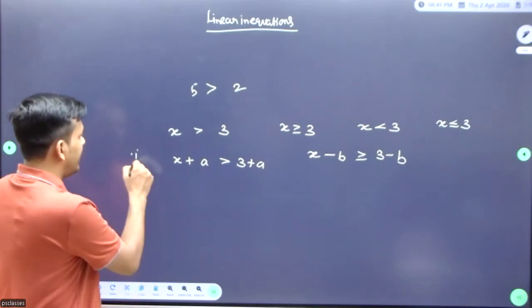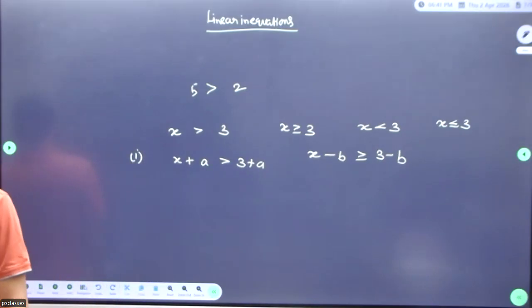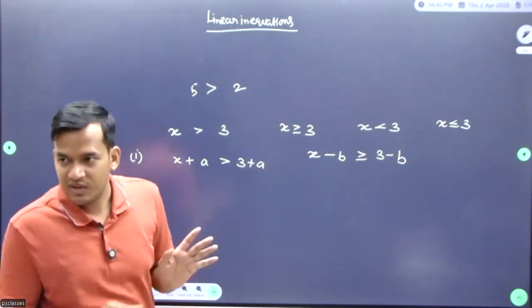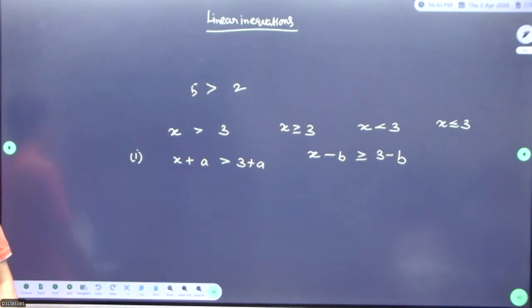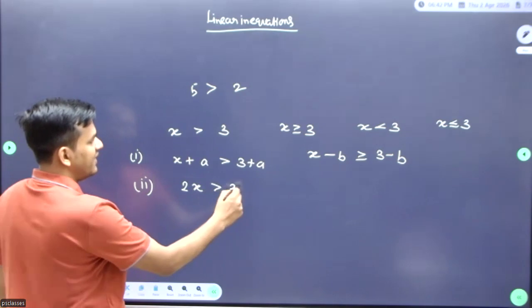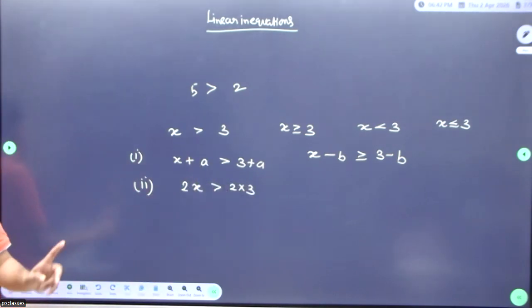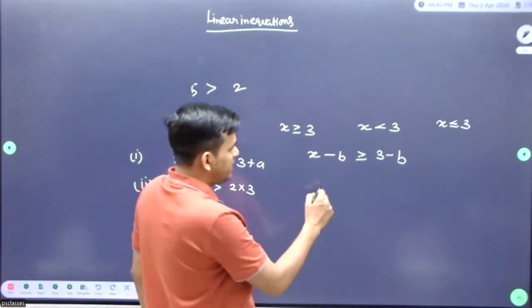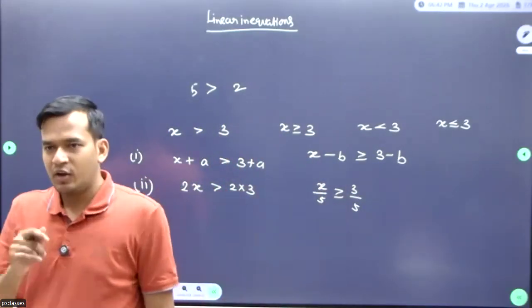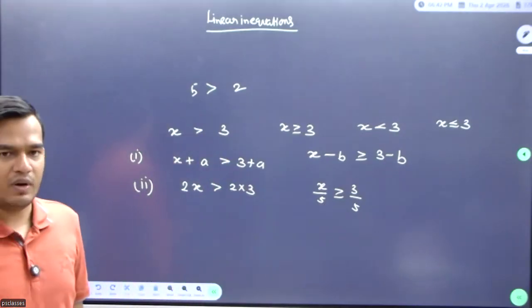Then the second rule is regarding multiplication and division. You can multiply or divide by a positive number. Remember, you can add or subtract positive or negative, anything. But if you multiply or divide with a positive number, then the sign of inequality will not change. Suppose you are multiplying with 2 in this case. So 2x greater than 2 into 3. The sign of inequality is not changing with multiplication of a positive number. Or you can divide with a positive number, x upon 5 greater than or equal to 3 upon 5 in this case. So you can divide or multiply with a positive number, then the sign of inequality will not change.